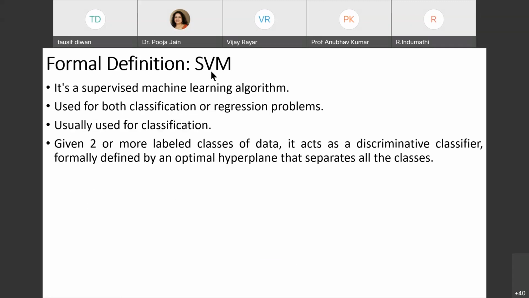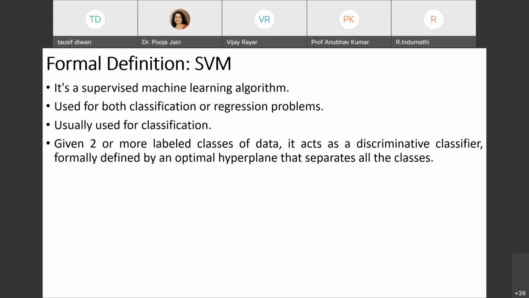Basically, it is used to find a discriminative hyperplane among these classes so that we can separate out the classes. This is the overall idea behind SVM. It is a discriminative classifier. Basically, two types of classifiers are there in machine learning: one is discriminative and another one is generative classifier.